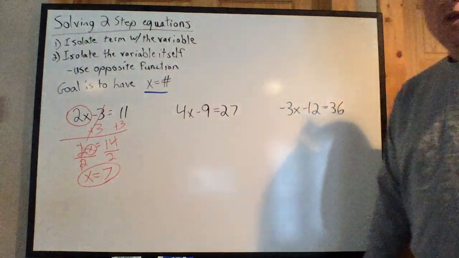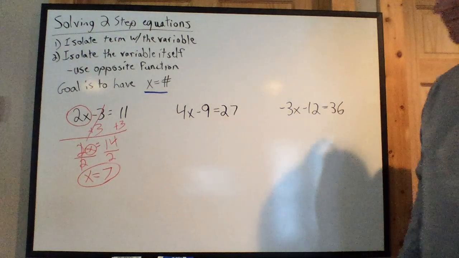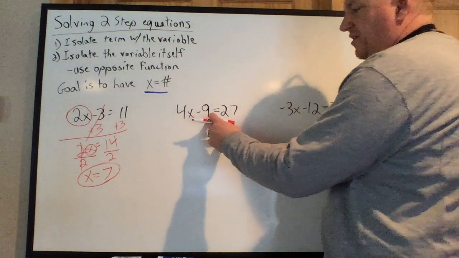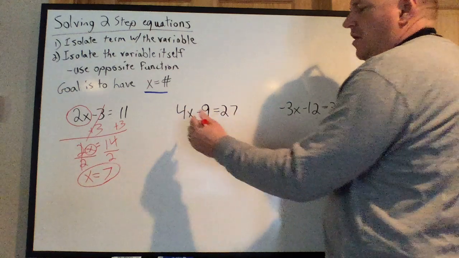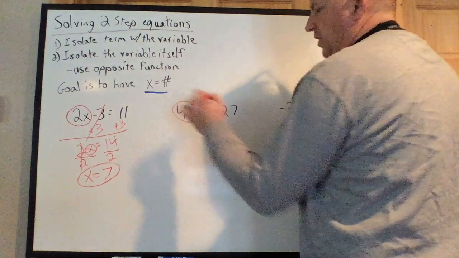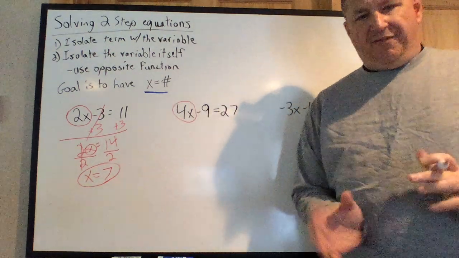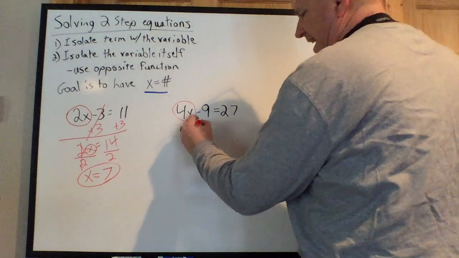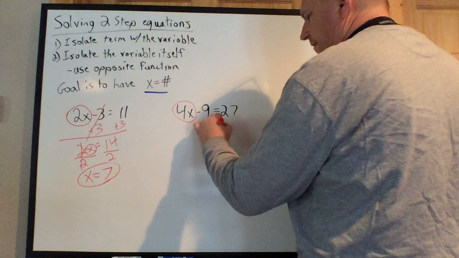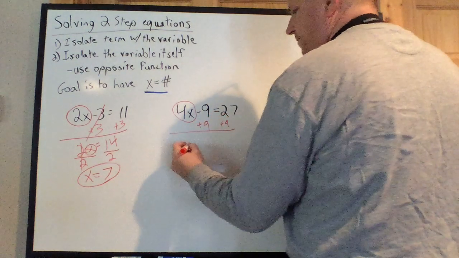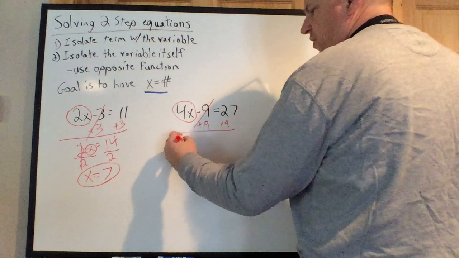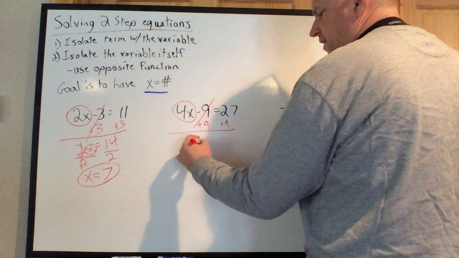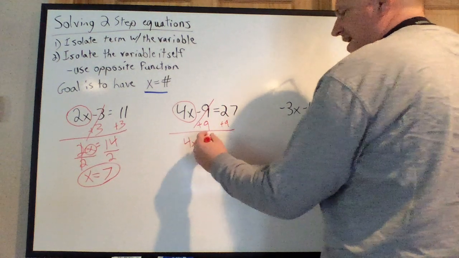So we move on to our next example. 4x minus 9 equals 27. This is the term that has the variable in it. So I have to get rid of the minus 9. How do I get rid of minus 9? We plus 9 or add 9, whichever way you want to look at it. Plus 9 to both sides. Those cancel. 4x equals 27 plus 9, which is 36.